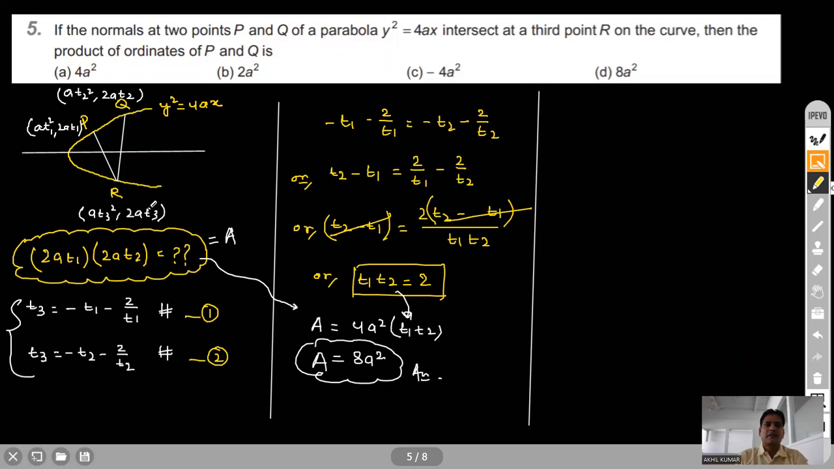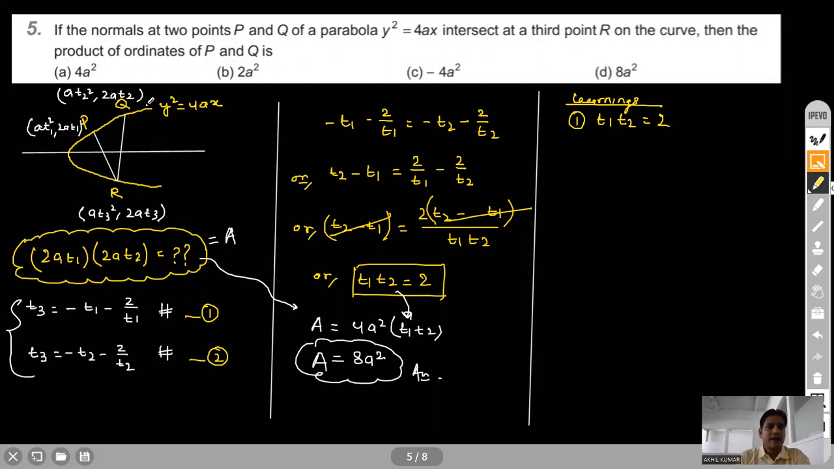Whenever this T3 means this normal at P and Q meet at R, this relation is valid everywhere. This T1 into T2 will be equal to 2. So one thing which we learned here, this T1, T2 will be equal to 2. I'm writing this as learnings.